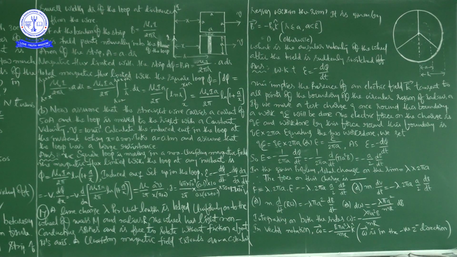What is the direction? Regarding the direction we have to write like this: omega bar in vector notation is equal to minus B pi A square lambda divided by small m into capital R into k cap. When I write k cap, you can easily understand that the negative sign indicates that the vector omega bar is in the negative z direction.